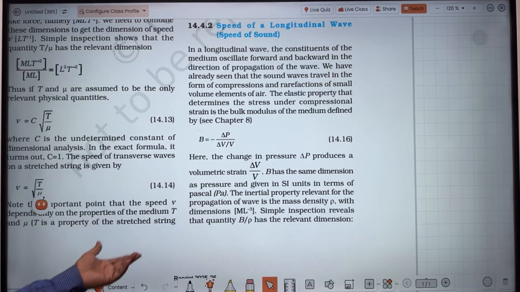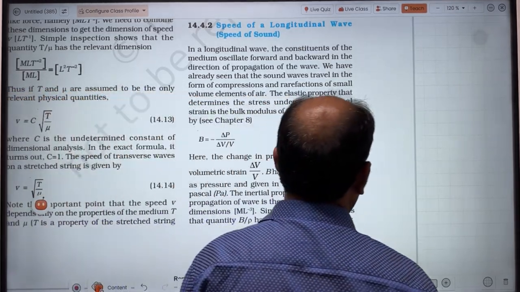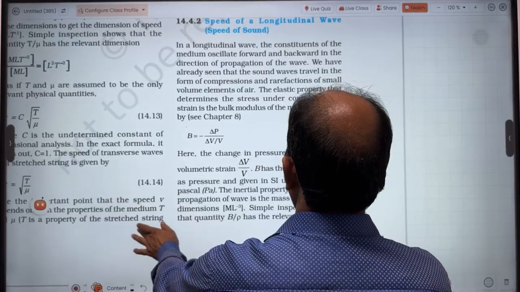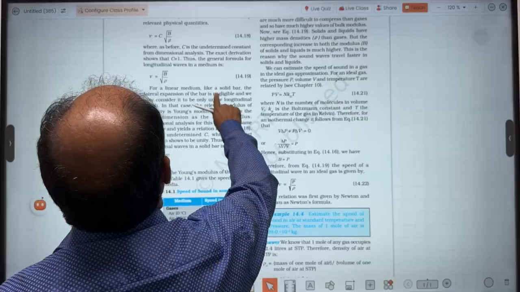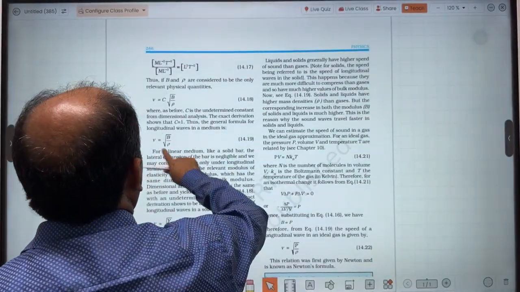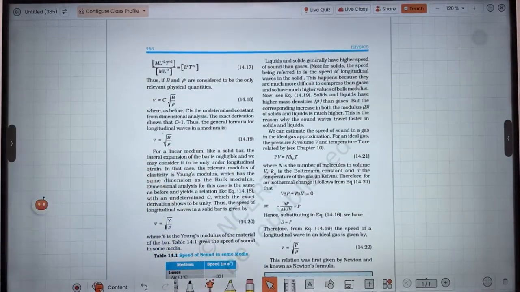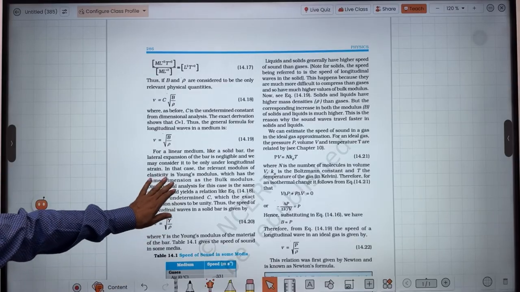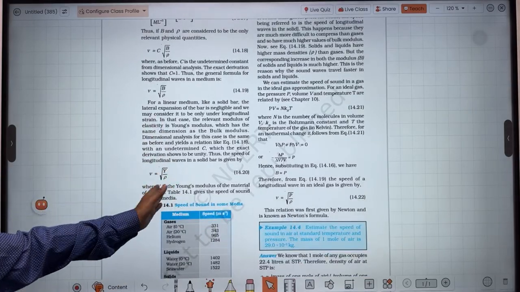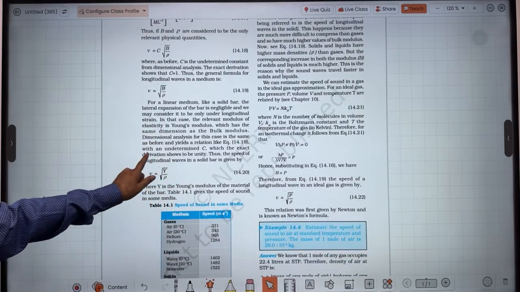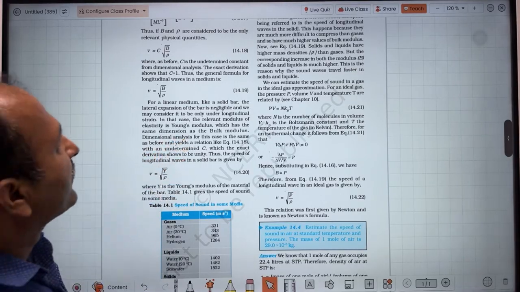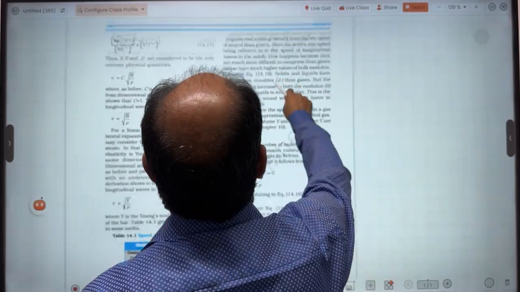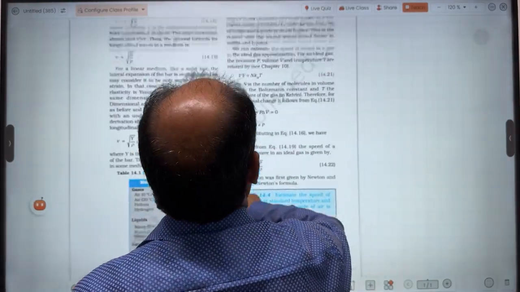So if we consider isothermal change, here we are considering bulk modulus and we write the relation, then the relation comes out to be v equal to bulk modulus divided by density, right? And there is another relation also in terms of Young modulus divided by density. But this relation has certain drawback that we will see. So here we are going to see the same thing.